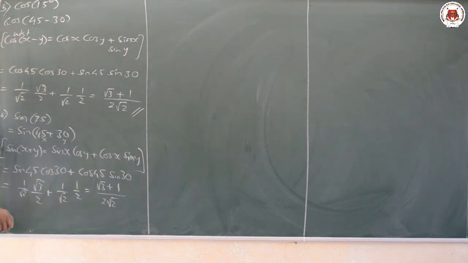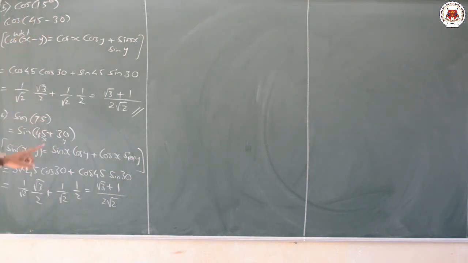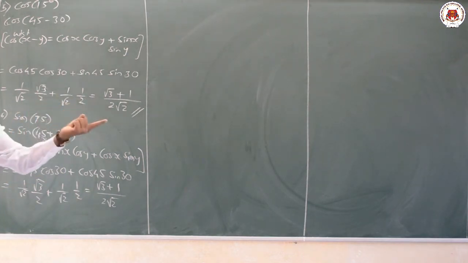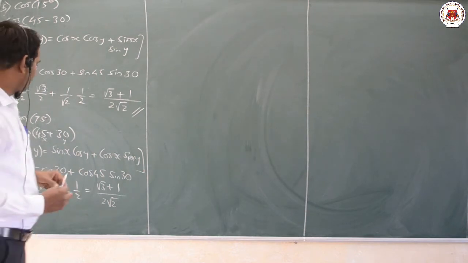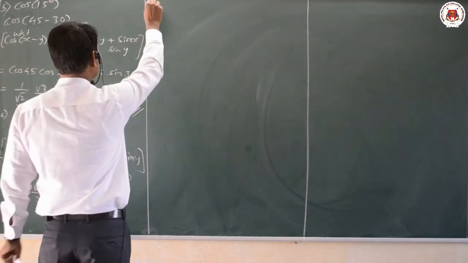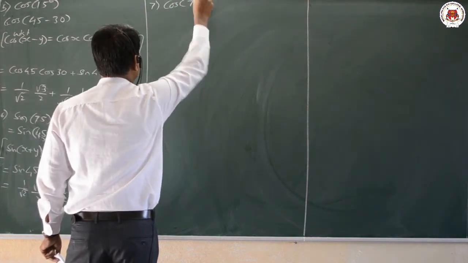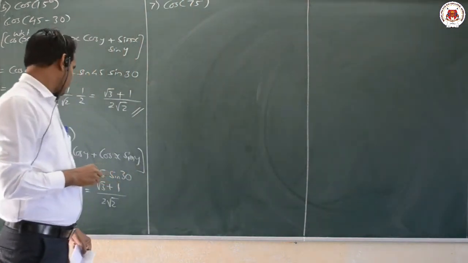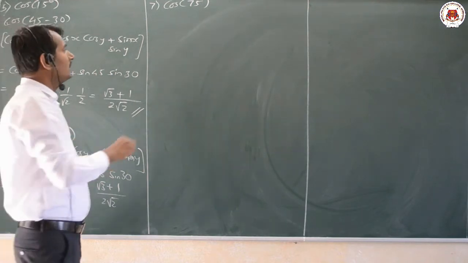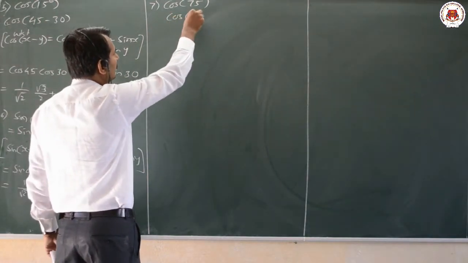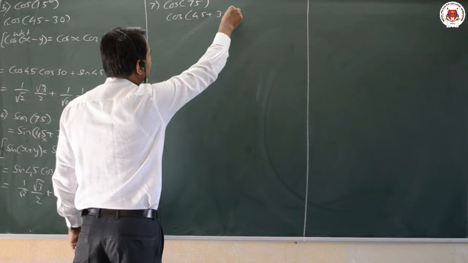That means we can observe that cos 15 as well as sin 75, both the values are the same. Similarly, if I find the cos 75, that value will be equivalent to our sin 15. The seventh one is cos of 75 degrees. Same as before, cos 75 means cos of 45 plus 30.